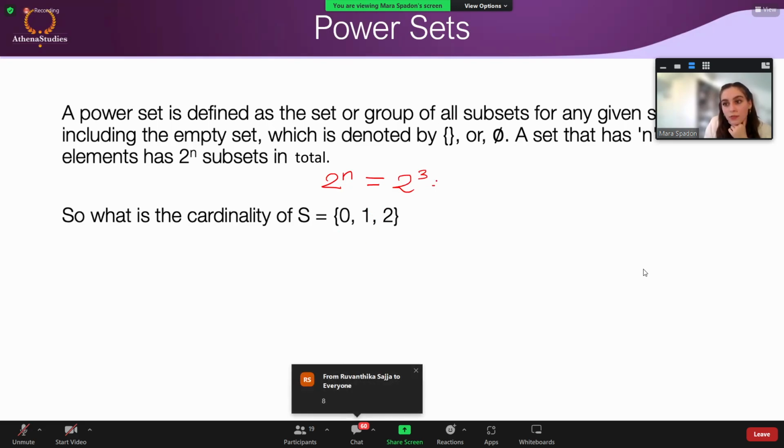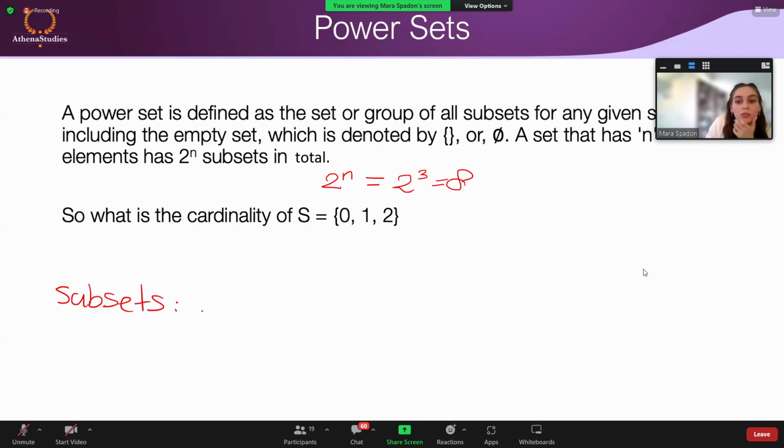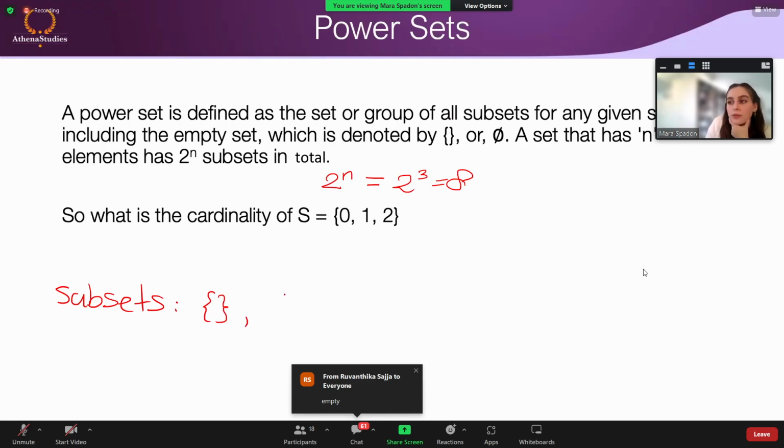Yes, exactly, 2 to the power of 3, which is 8. Perfect. So if you were to write down all the subsets, which can also be proper subsets, of course, what do we get? It also tells us it includes the empty set. Okay, that's the first one. Can anyone tell me any other one? We need 8 in total.